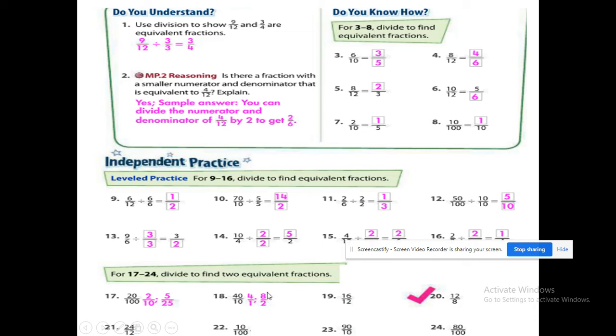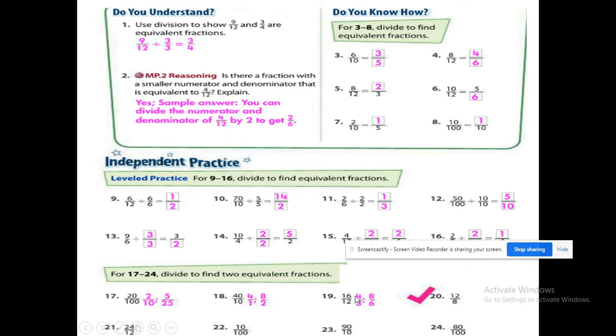I'm going to think about another factor. Why not divide the 40 by 5? If I divide the 40 by 5, it's 8. Why is it 8? Because 8 multiplied by 5 makes 40. And 10 divided by 5 makes 2, because 2 multiplied by 5 makes 10. So here we have another equivalent fraction because we divide the numerator and the denominator by 5.